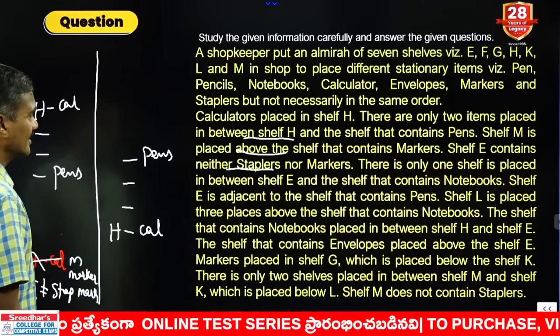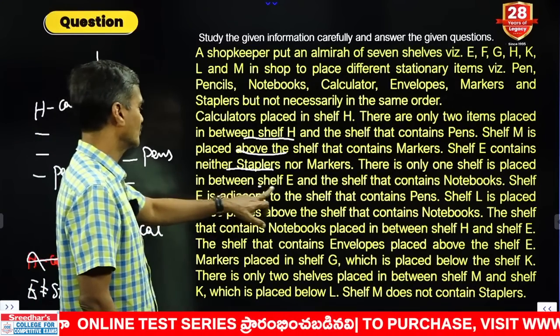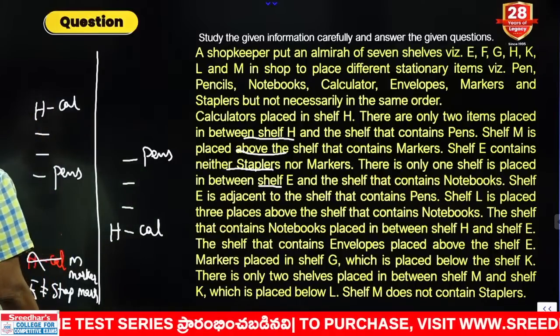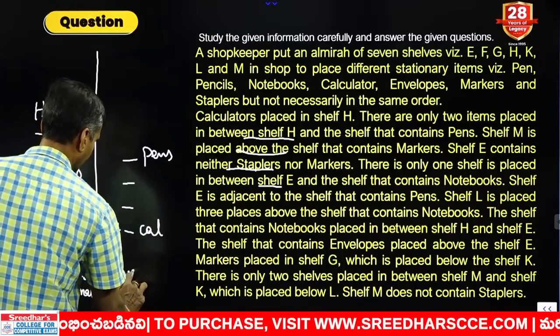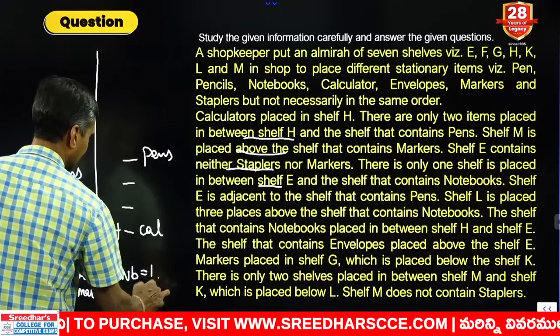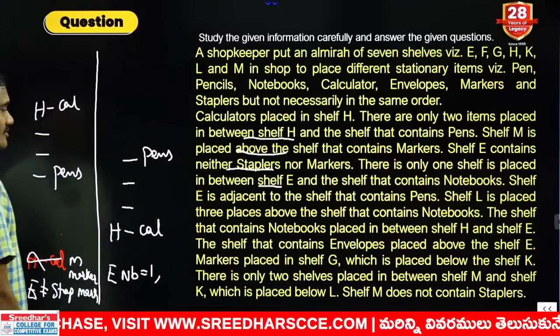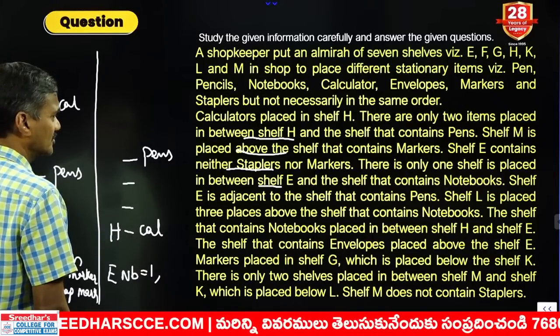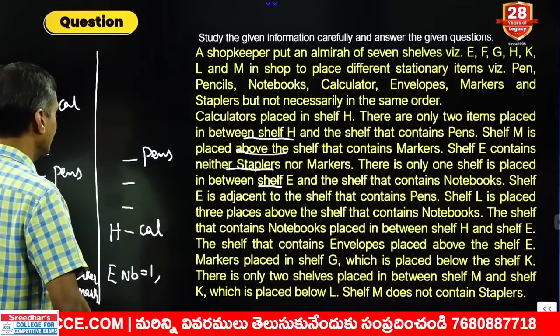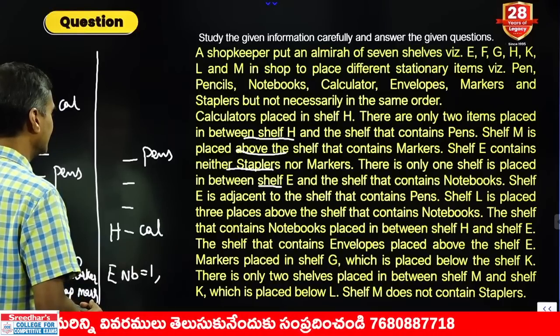There is only one shelf between E and the one that contains notebook. Now between E and the one that contains notebook, there must be exactly 1. And E is adjacent to the shelf that contains pens.